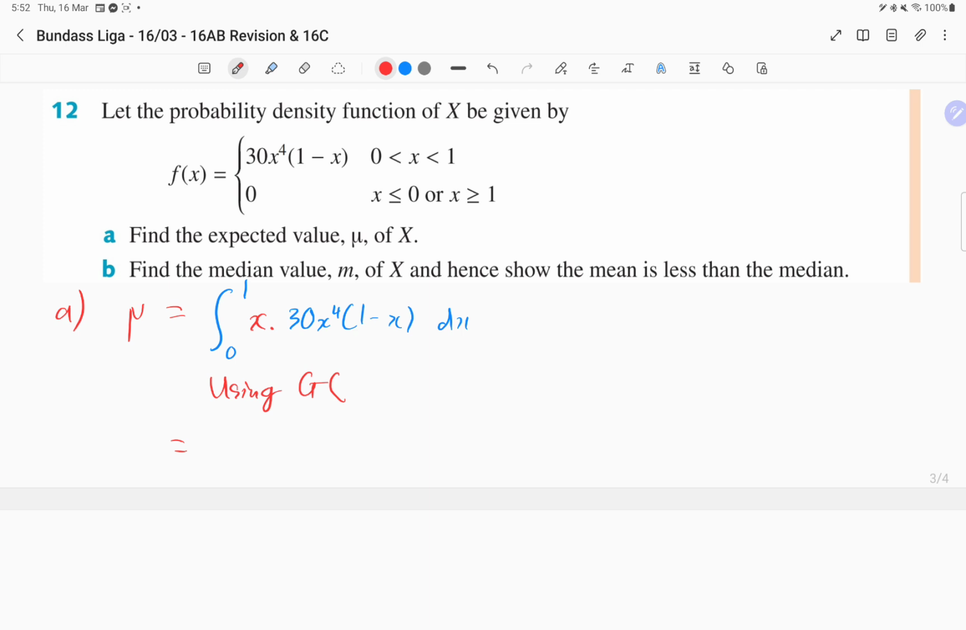Should be able to calculate this one easily. I didn't bring my calculator. Okay. Okay, yeah, like this.